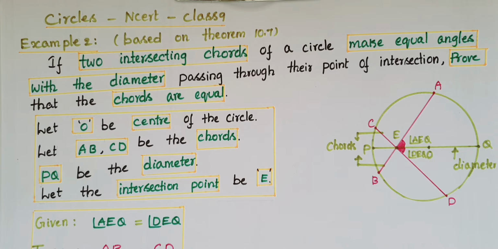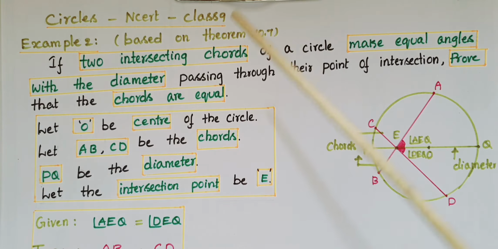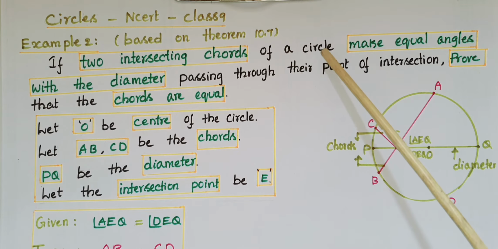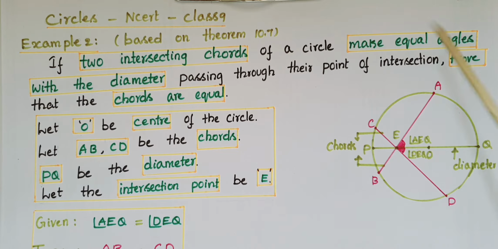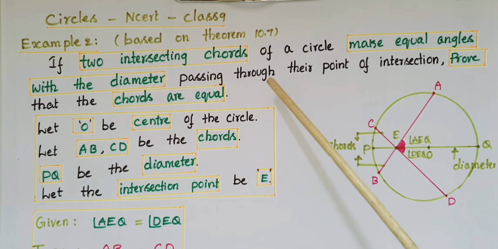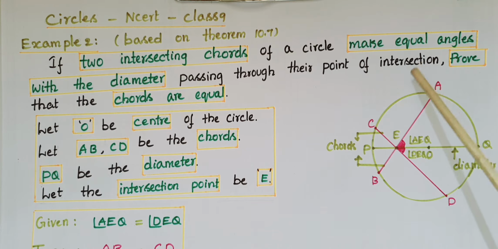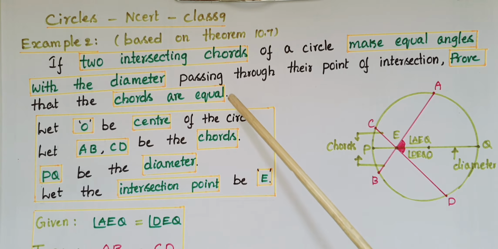Hello everyone. Today I am going to tell the solution of example 2 from the circles chapter from NCERT class 9. This is based on theorem 10.7. If two intersecting chords of a circle make equal angles with the diameter passing through their point of intersection, prove that the chords are equal.